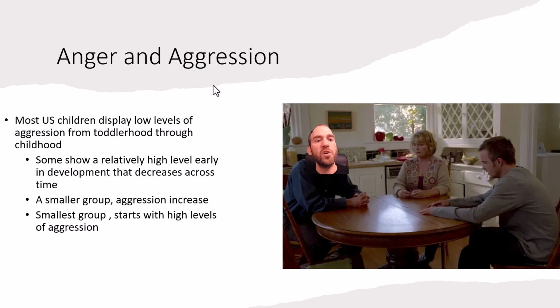Anger and aggression. Most children display low levels of aggression from toddlerhood through childhood. Some show a relatively high level early in development that decreases across time. A smaller group sees their aggression increase, while the smallest group starts with high levels of aggression and maintains it. So for the majority of children, they have low levels of aggression that decline through time. A smaller percentage see their levels of aggression increase, and of the smallest percentages, children who are very aggressive stay aggressive or become even more aggressive. And this is probably related to a whole host of environmental and temperament-related issues.